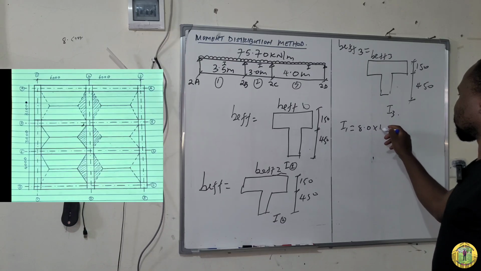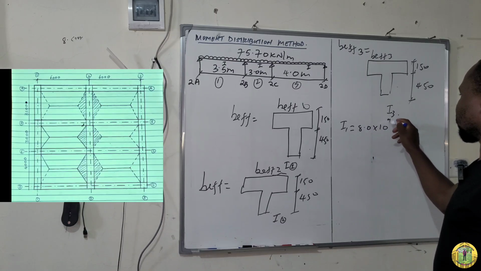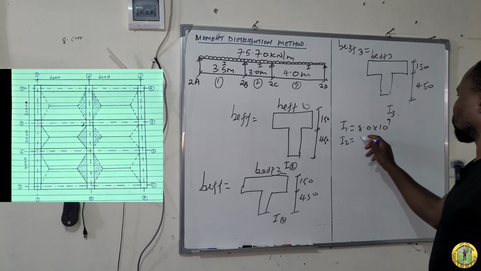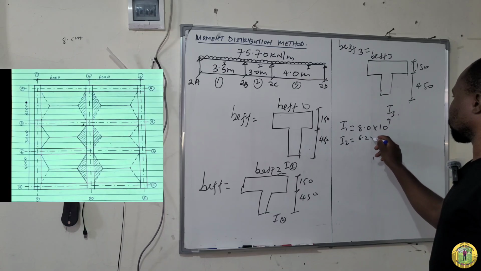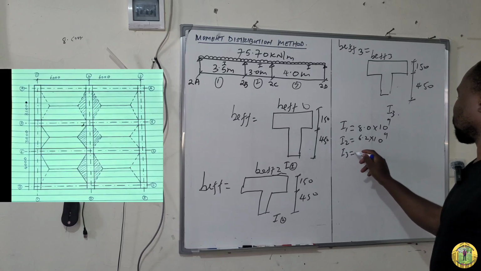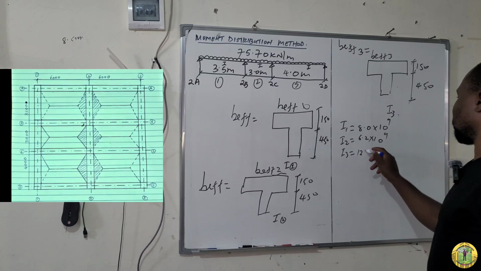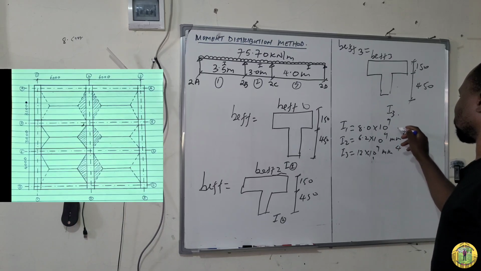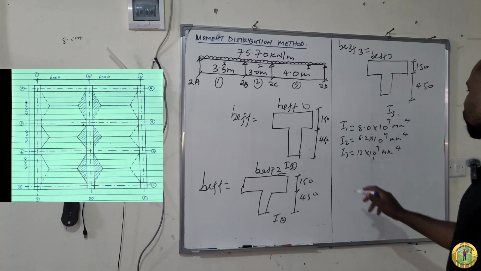After doing so, for example, let's say I1 is equal to 8.0 times 10 raised to power 9, and then I2 is equal to, let's say, 6.2 times 10 to the power of 9, and then I3 is equal to 12 times 10 to the power of 9. Remember, this is millimeter to the power of 4.